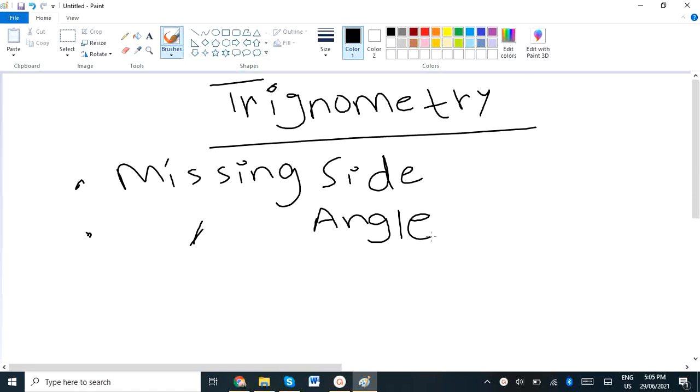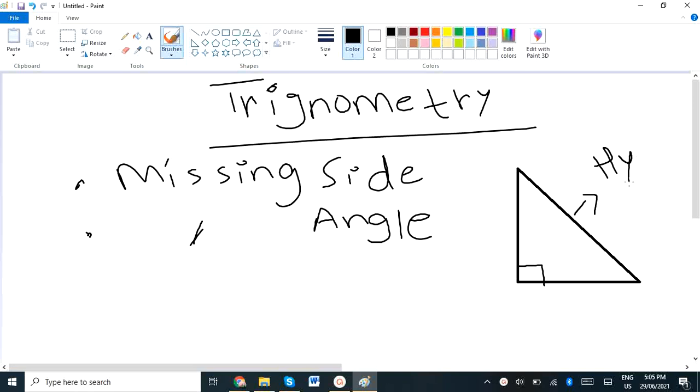right angle triangles. Let me make a right angle triangle here to tell you the names of its parts. This is a perpendicular, right angle, 90 degrees. Opposite to the right angle would always be your hypotenuse, or in other words, the hypotenuse is going to be the longest side of the triangle.